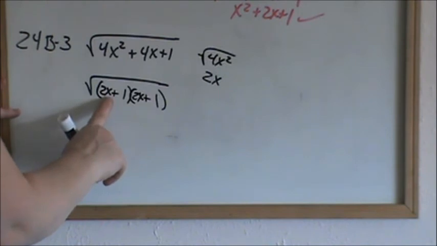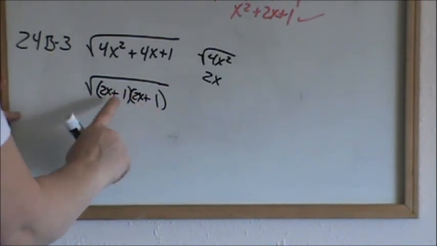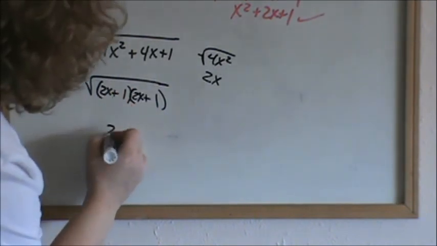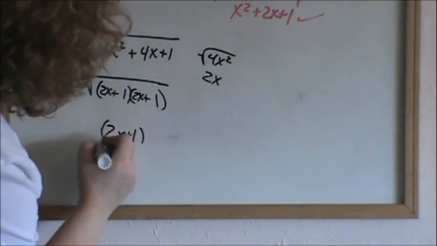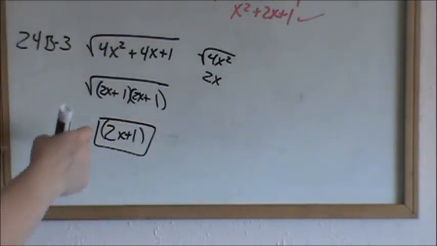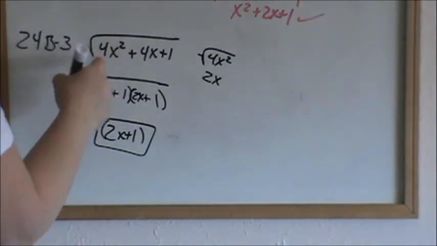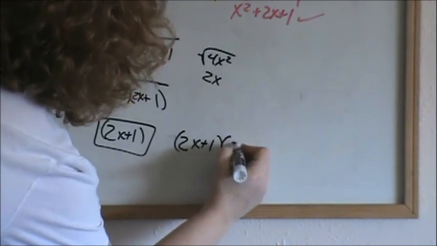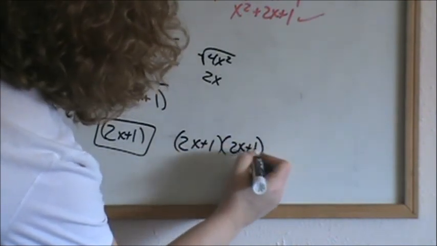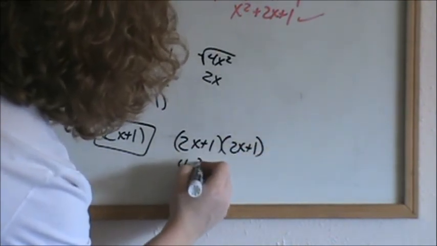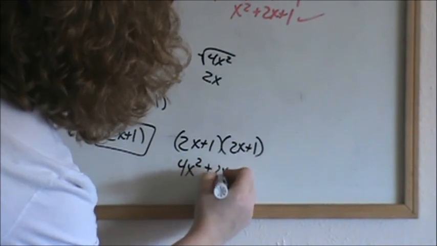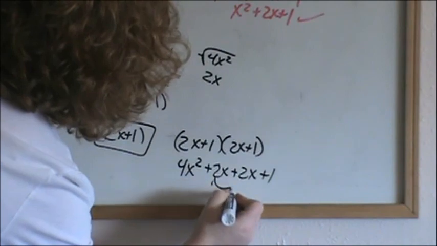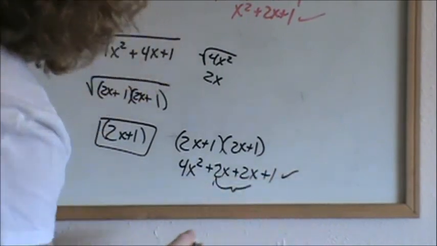And so remember, the parentheses should look the same. So when you ask yourself what times itself gives you this, 2x plus 1 times itself gives you what's under the radical. You can check it saying 2x plus 1 times itself does give you 4x squared plus 2x plus 2x plus 1, and that does give you a 4x, so that does check.